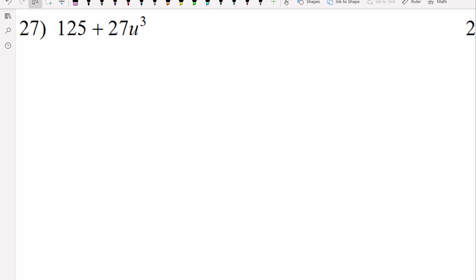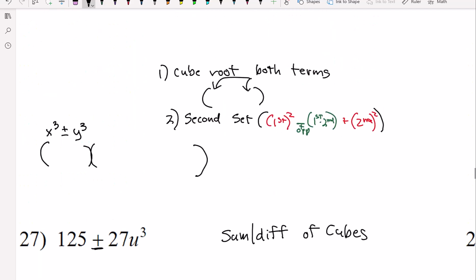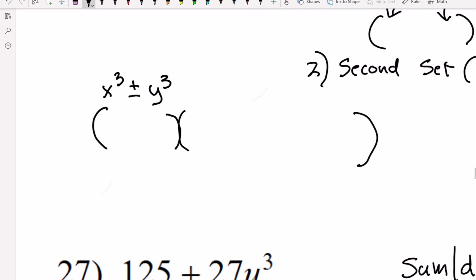Okay, the next two problems are the special relationships, what we call either the sum or difference, meaning there could be a subtract sign there. In this case, it's a plus sign. Sum or difference of cubes. Some of you, we've done these already this year, but some of you have not, so I'll introduce it now.